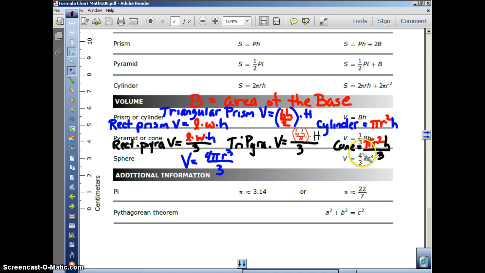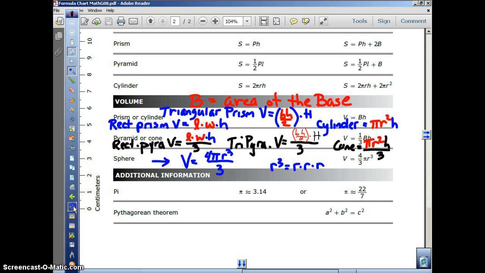Volume of a sphere says 4/3 pi radius cubed. I like for you guys to write it this way: 4 times pi times radius cubed divided by 3. And I want you guys to know that radius cubed doesn't mean radius times 3. It means radius times radius times radius. All right, do I need to pause?